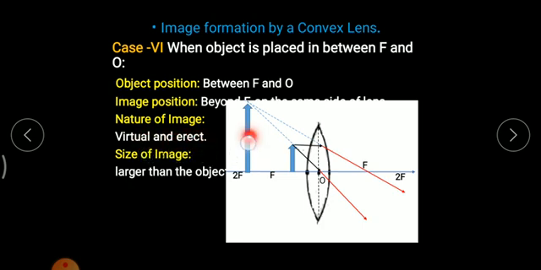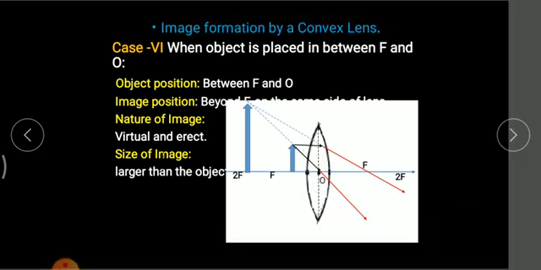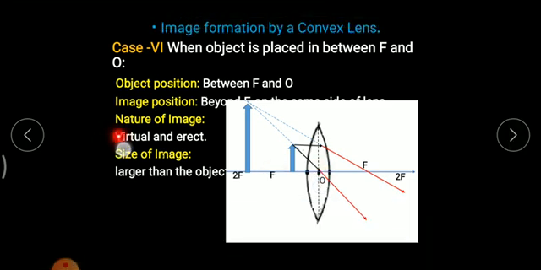As you can see, this is the erect portion. This arrow and this arrow are in the same direction. In the previous case the image was upside down, so it was inverted. Now it is an erect image and it is larger than the object. As you can see in this picture, this arrow is larger than this arrow. This is the object and this is the image, hence the image is larger than the object. So in short, whenever the object is lying between optical center and focus, the image would always be virtual and erect, and it will be on the same side of the lens, and it is larger than the object.